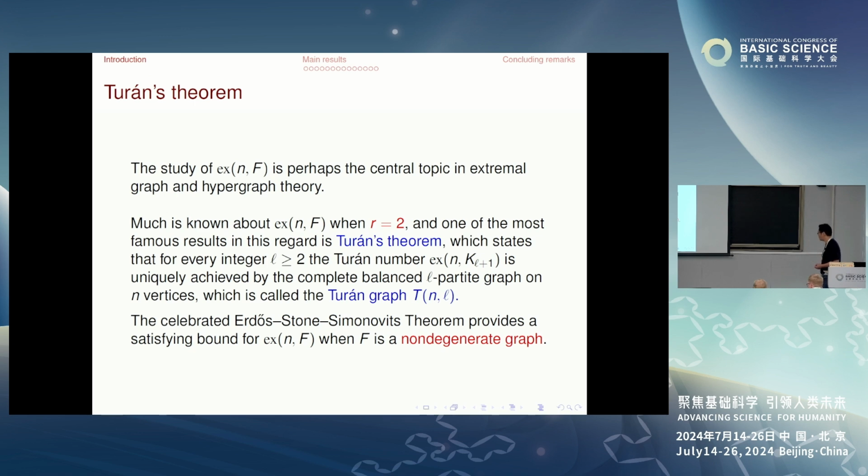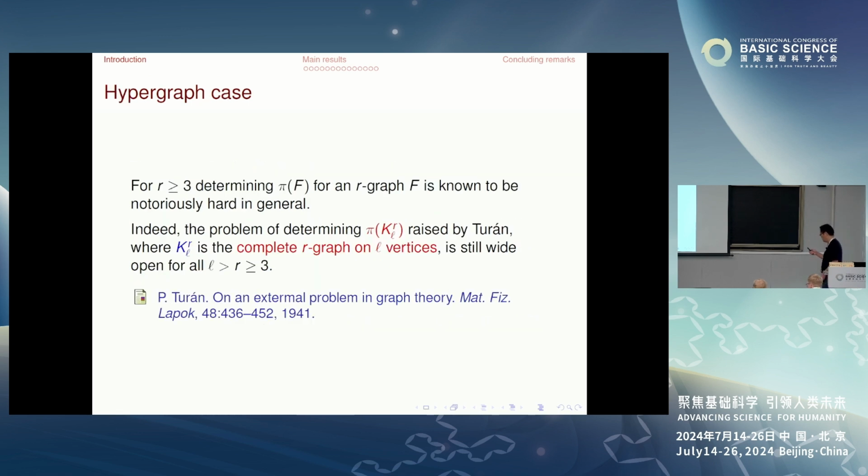However, for hypergraphs, I mean that r is at least 3, determining the Turán density of F is known to be hard in general. For example, just consider the complete r-graph on l vertices. Determining the Turán density of this graph is still wide open. Even for l equals 4, we don't know the best possible answer about this one.